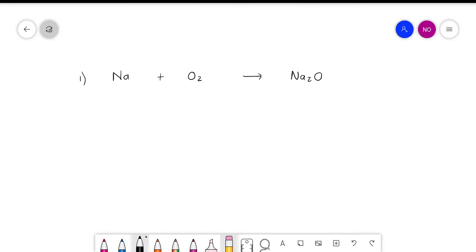Let's start off first with what are the reactants for this reaction? Sodium and oxygen. And the product, we call that sodium oxide. Remember, if it ends with oxygen, then it's oxide. So let's look at the sodium first. How many sodium do we have in the reactants? Only one, right? How many do we have in the products? Two. Does everybody see that?